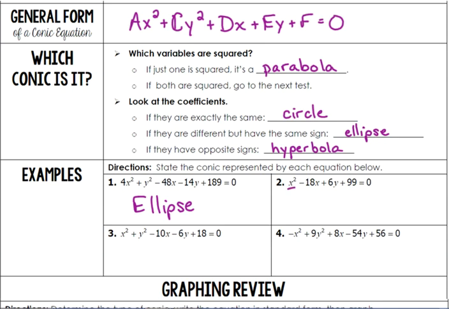Number 2 only has x squared. It's a parabola. Number 3, both of them are squared, not a parabola, same signs, not a hyperbola. They have the same coefficients, so it's a circle. The last one, both are squared, not a parabola. They have opposite signs, so it's a hyperbola.